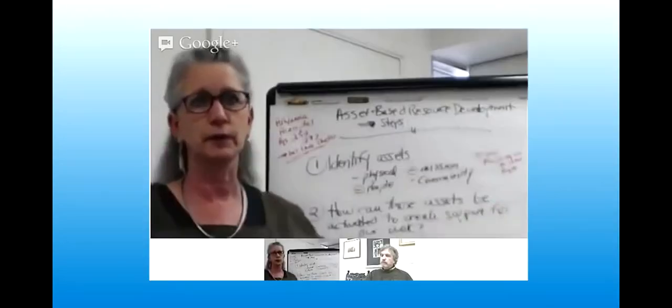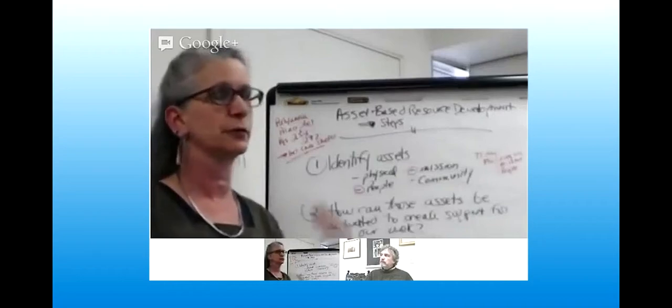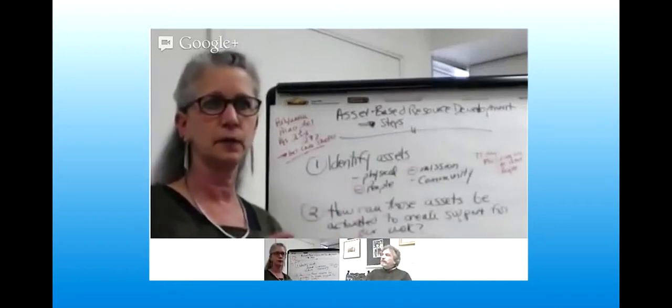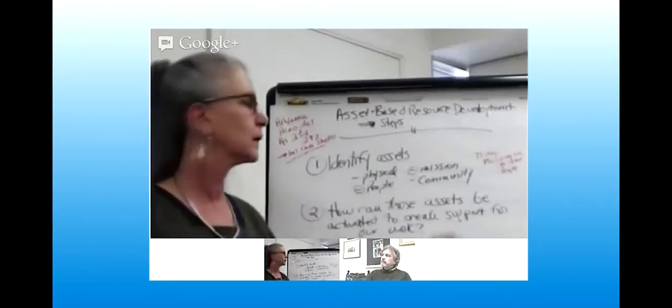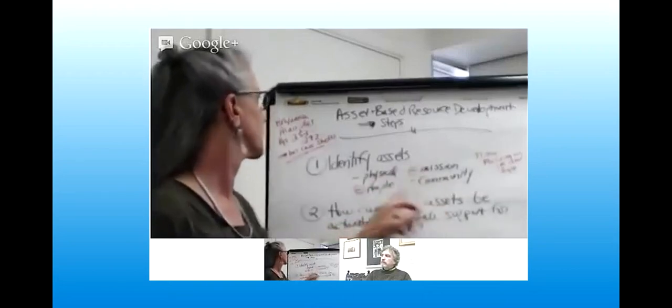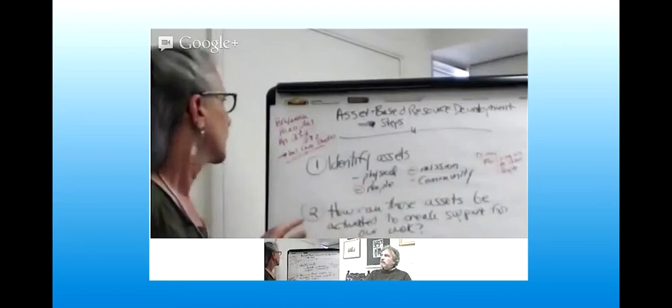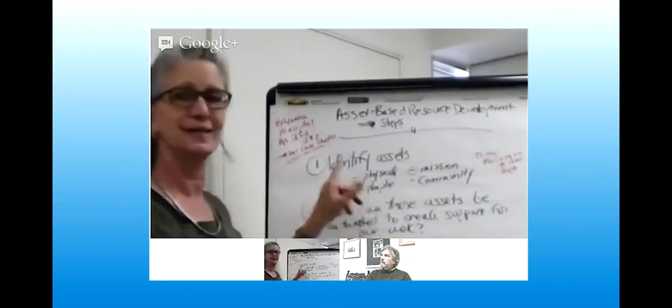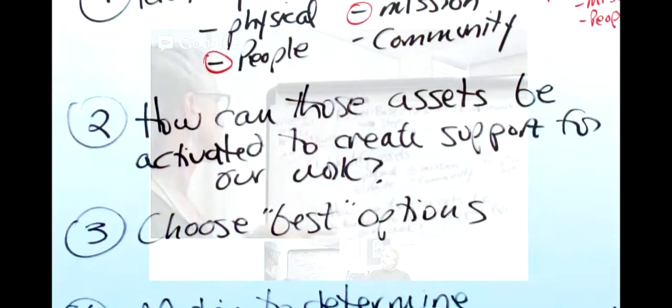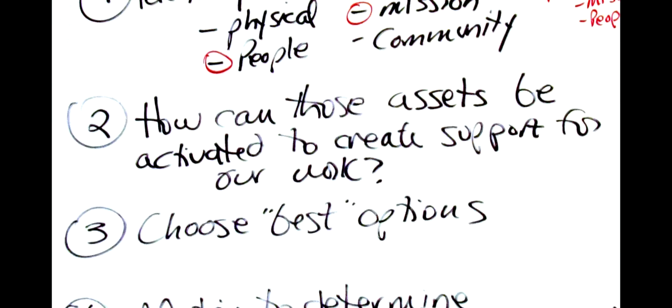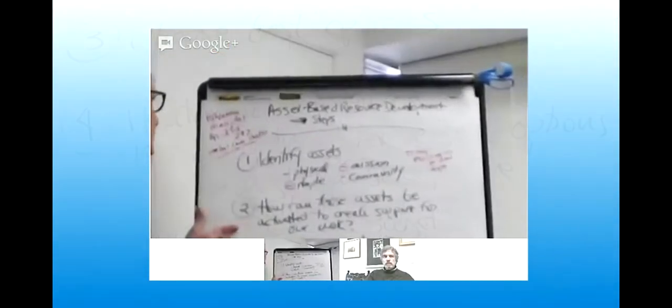So there's assets everywhere. Those who are familiar with the diaper bank model, the building on shared resources model, you identify what's already in the community. And today we're just going to focus on people. The next question we ask after we identify those assets is how can those assets be activated to support our work, to support the mission? How do we activate those assets and resources?